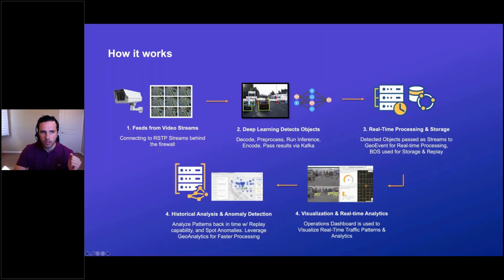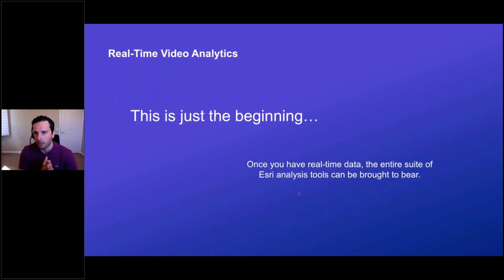So it ingests videos from RTSP feeds, and then it passes this through Metropolis for the inference, and then passes it to GeoEvent for both visualization and storage in the big spatiotemporal data store. Storage is really useful here because you can go back in time and understand patterns per time of the day, day of the week, and you can do different kinds of analytics like anomaly detection, for example. And this is just the beginning, right?